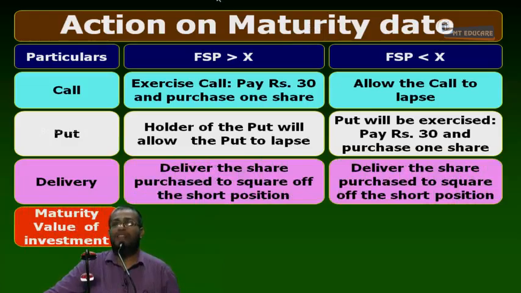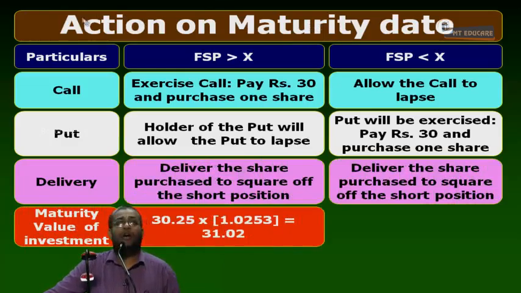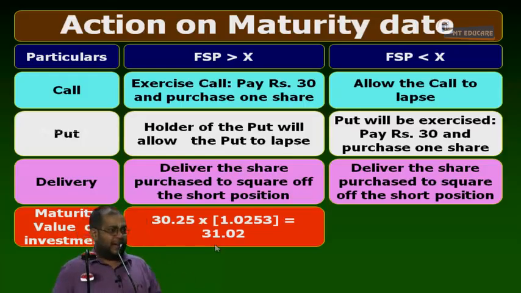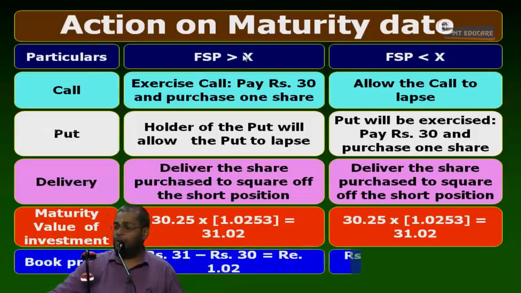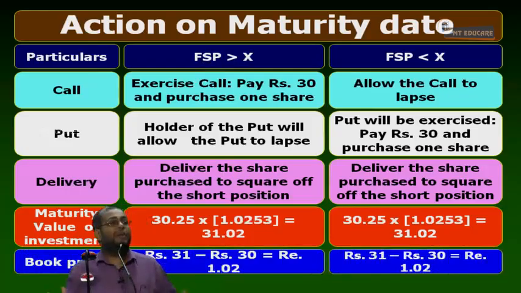Now, what is the maturity value of the investment here? I deposited 30.25 at 10% for 3 months. e to the power 0.03 is 1.0253. So 30.25 into 1.03 will become 31.02. When I deposit 30.25 today, it matures to 31.02. So I have 31.02 in my hand. I paid how much to purchase my share? 30 rupees. What is my profit here? 1.02. This is what we call the arbitrage profit.